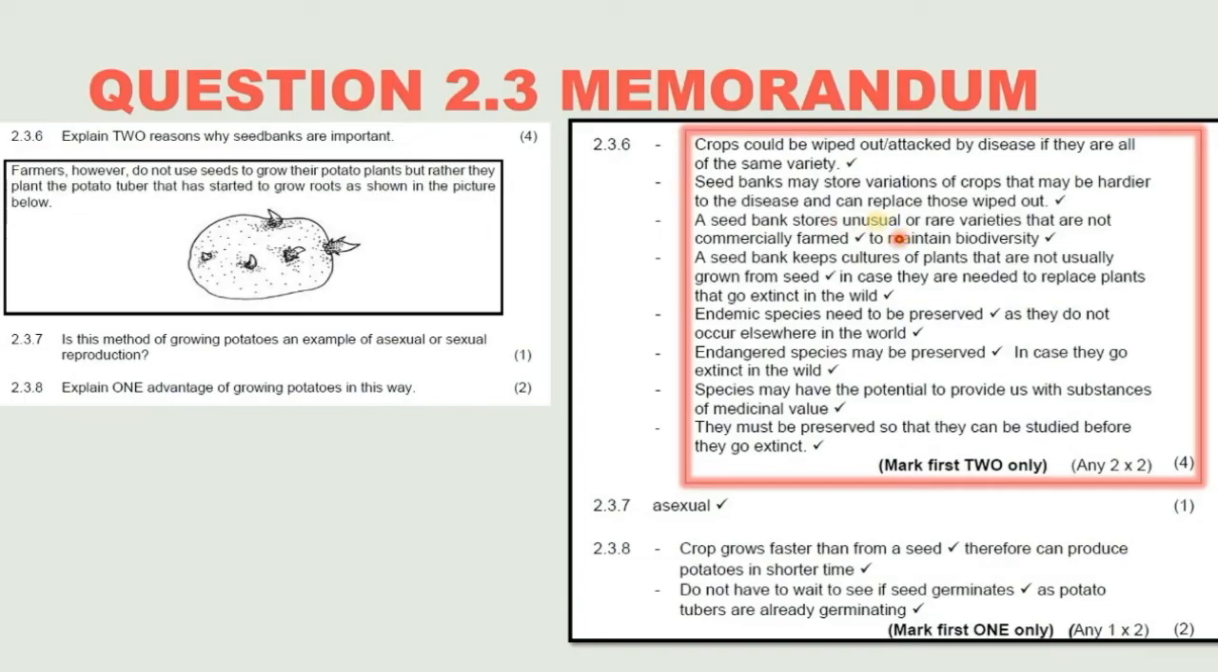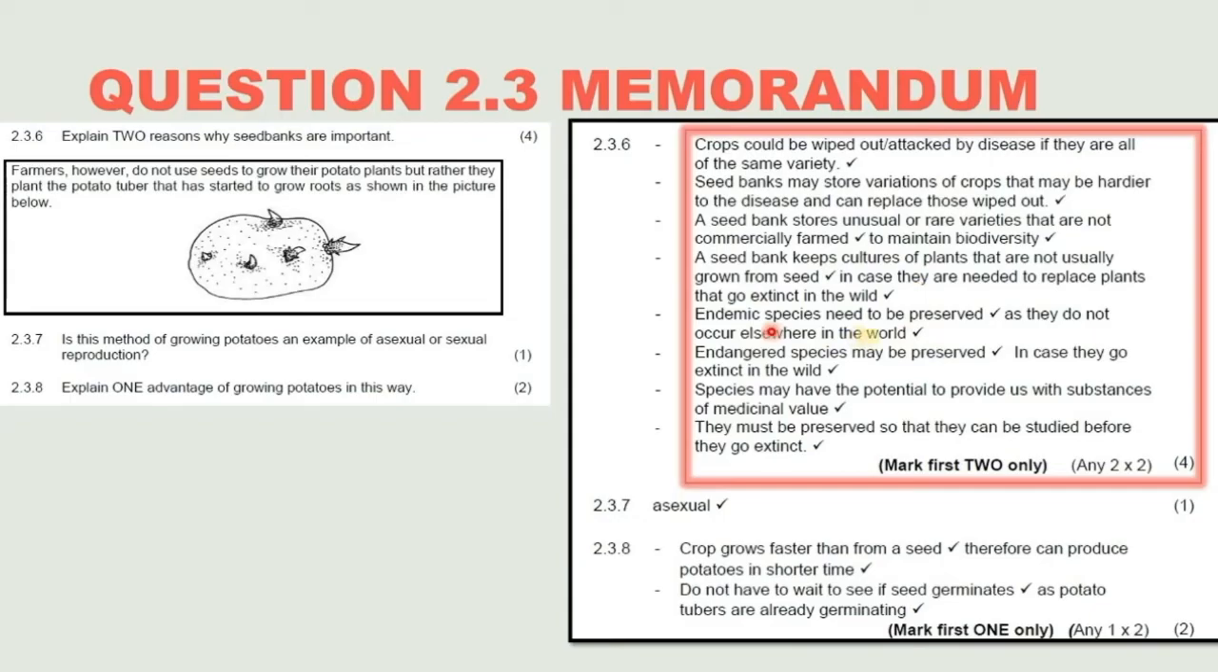Then also we can have unusual and rare varieties that are not commercially farmed, but it maintains biodiversity. Then we also keep cultures of the plant that are not usually grown for the seeds. So in case they are needed to replace plants that go extinct in the wild.